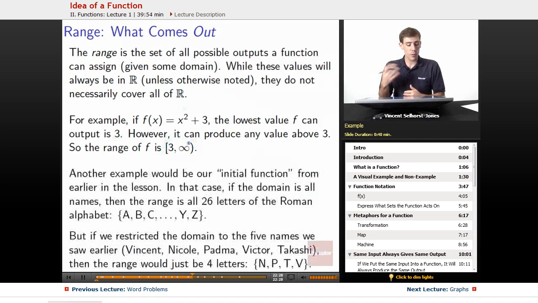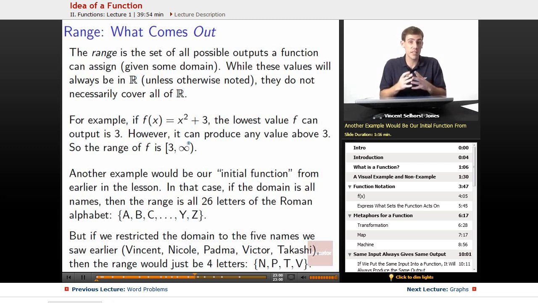Great. If we want to look at an example that doesn't use numbers, we could talk about that initial function, that function that ate names and spit out first initials from earlier in this lesson. In that case, if the domain is all names, then the range is all 26 letters of the Roman alphabet. Even though I still can't think of any names that start with a Q. Queen, let's say Queen counts. Okay, Queen Latifah, right? It's got to count. So then we can have that be the range, 26 letters of the Roman alphabet.